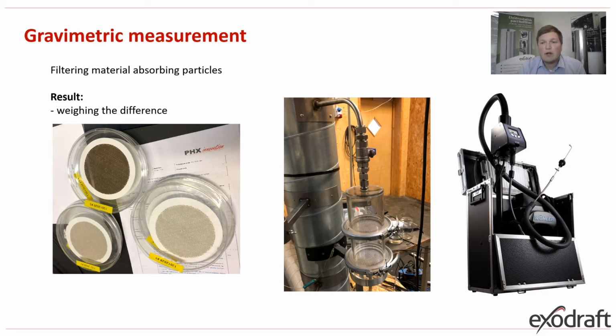The weighing of particles on filter material is usually used in laboratories for appliance approvals or testing. There are also mobile devices, such as the black one on the right, which can be used for on-site measurement, and typically they are used by chimney sweeps to approve installations or to make a yearly checkup of installations. So this is the gravimetric measurement principle.